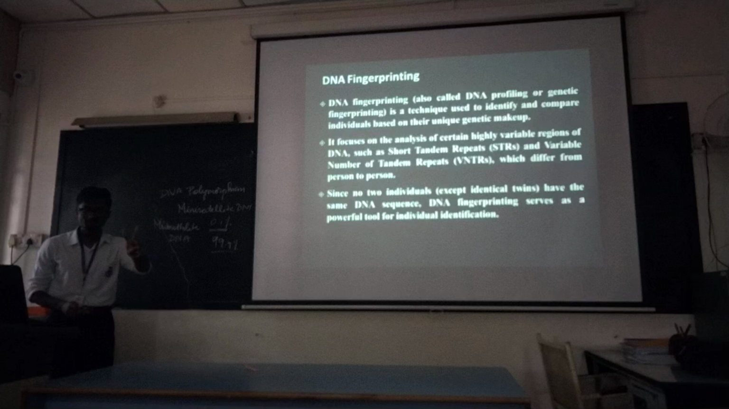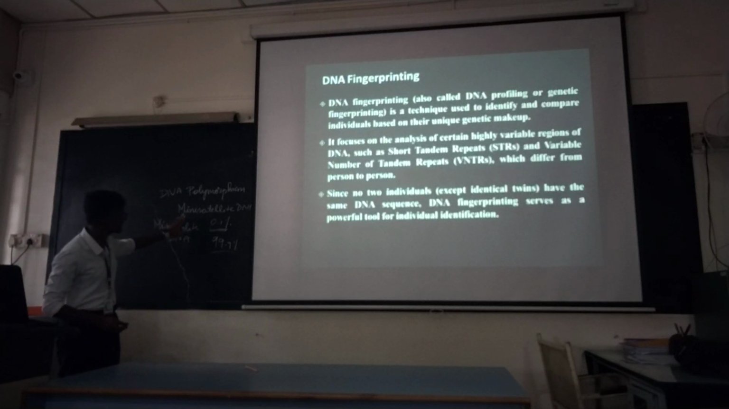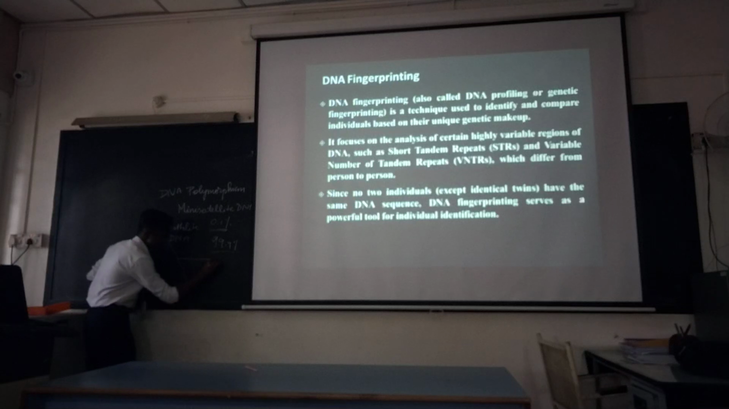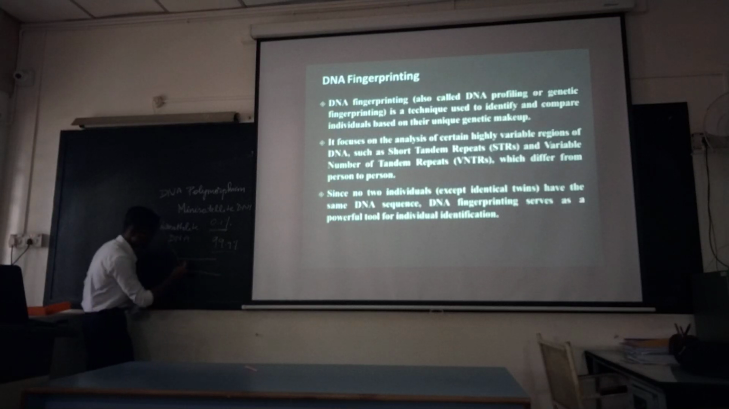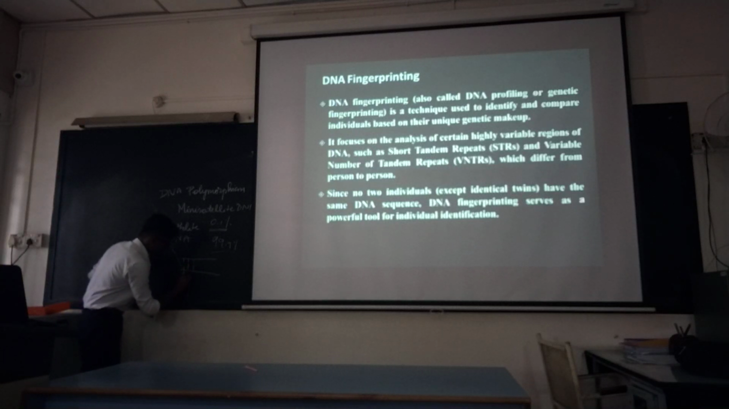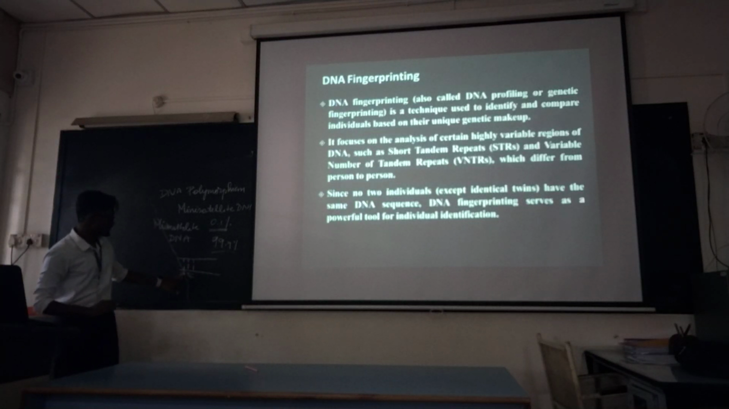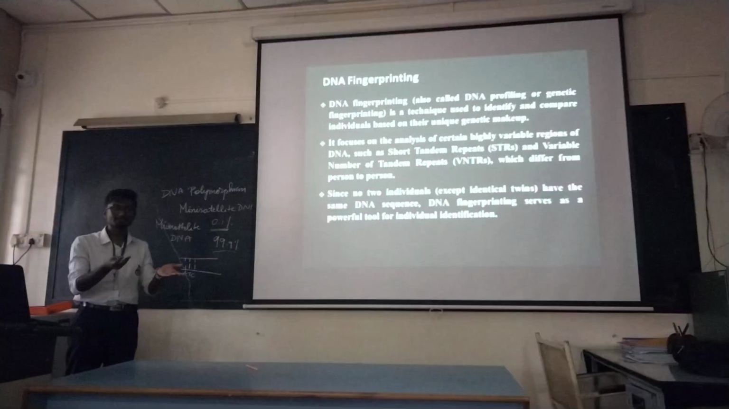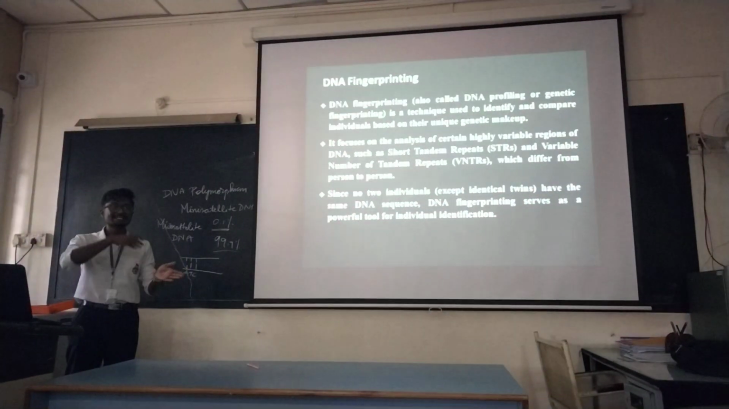So there are 2 types of polymorphism. First let me say about minisatellite. What is minisatellite DNA? Think this is the DNA strand, and there are nucleotide base pairs in the DNA. So the base pairs that repeat tandemly, which means one after the other, they are repeated.